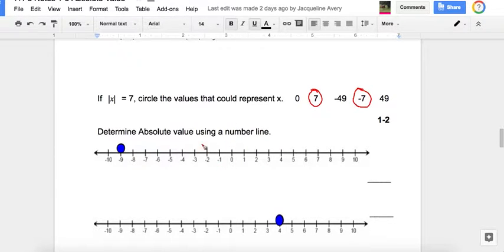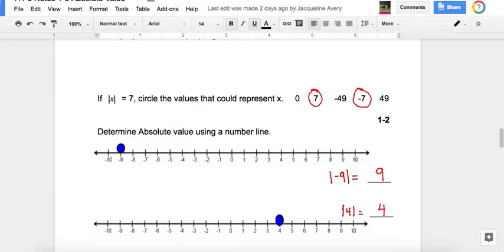Okay, now we have to determine the absolute value using a number line. So we want to know the absolute value of negative 9. So we're going to practice writing the absolute value of negative 9 equals what? So how many spaces away from 0 is negative 9? That's correct, 9. Okay, and the last one here. We want to know the absolute value of 4, so I'm going to practice writing the absolute value symbol. So absolute value of 4. So how far is that away from 0? Hopefully you said 4.